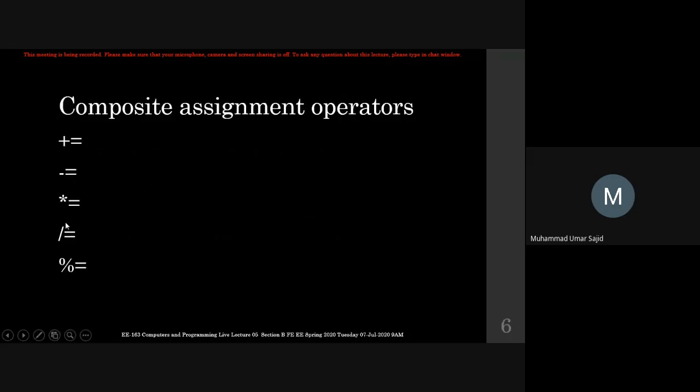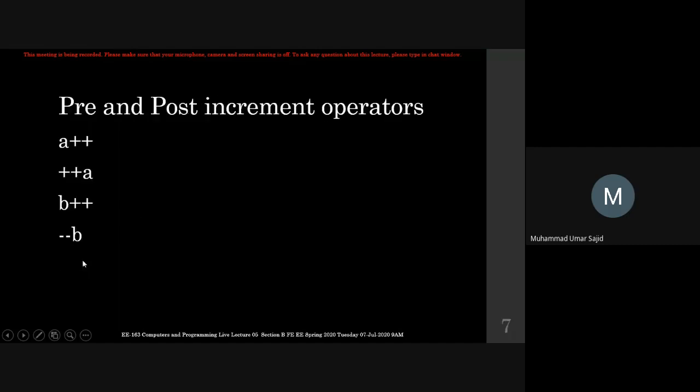And these are the composite assignment operators. The only thing to remember is the remainder operator is not used with floating point numbers. Post and pre-increment, I discussed that as well. The important point to remember is if it's post-increment, it takes effect later. If it's pre-increment or pre-decrement, it takes effect earlier.